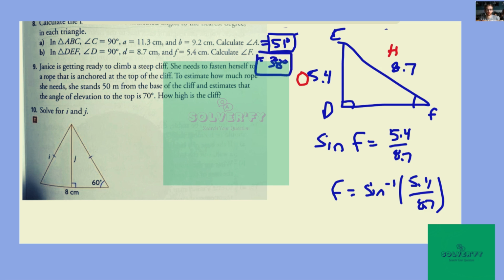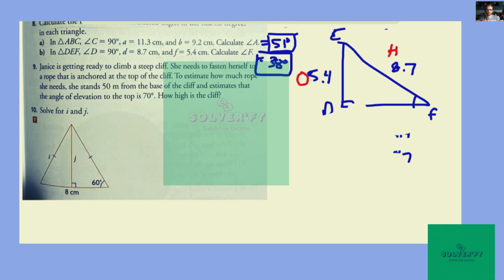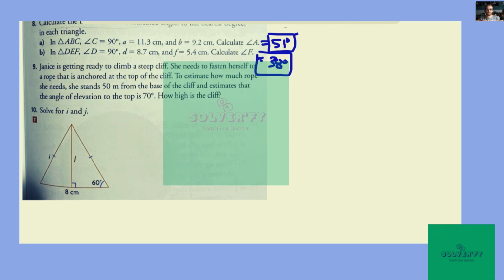Now we're ready for number 9. In number 9, Janice is getting ready to climb a steep cliff. She needs to fasten herself to a rope that's anchored to the top of the cliff. To estimate how much rope she needs, she stands 50 meters from the base of the cliff and estimates that the angle of elevation to the top is 70 degrees. How high is the cliff?